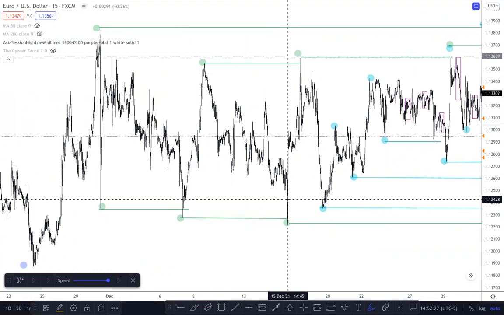So now that we've gone over structure basics, right, and a little bit of advanced structure, a little bit of continuations, a little bit of reversals, let's go over what an imbalance is. Imbalances and wicks.